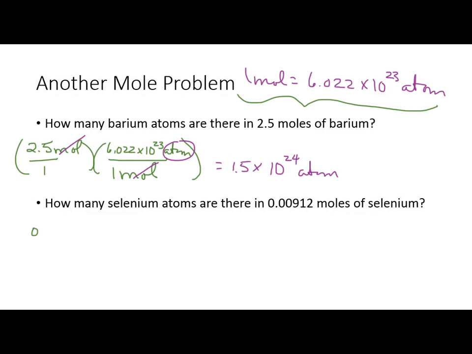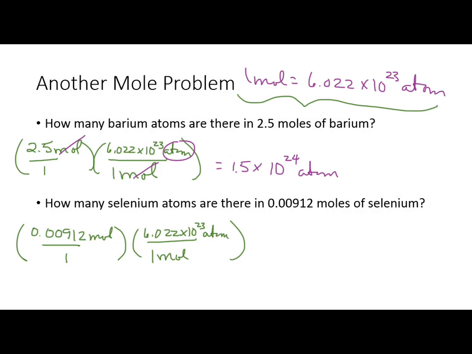And here's what it looks like set up. The first term is 0.00912 moles over 1. The next term, I want moles to cancel, so I'm going to put 1 mole on the bottom, and I can put Avogadro's number on top, 6.022 times 10 to the 23rd atoms. I did this so moles will cancel. We're left with units of atoms, which is awesome. Looks like we're going with 3 decimals again. Remember how we count this?